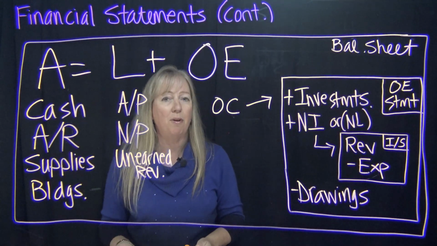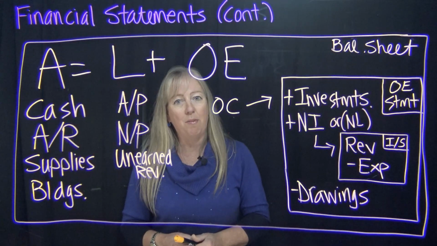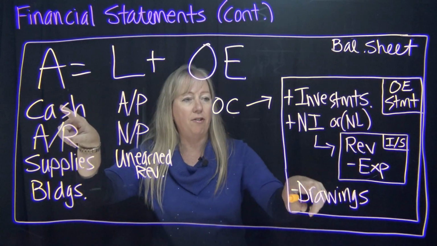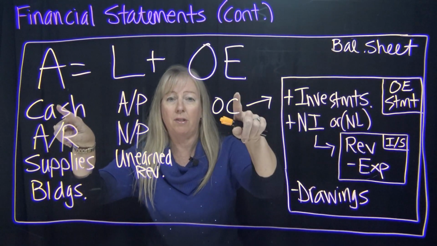Let's look at another example. Let's say that the owner takes cash out of the business. We're going to see assets go down, and the drawings affect owner's equity, which makes owner's equity go down.